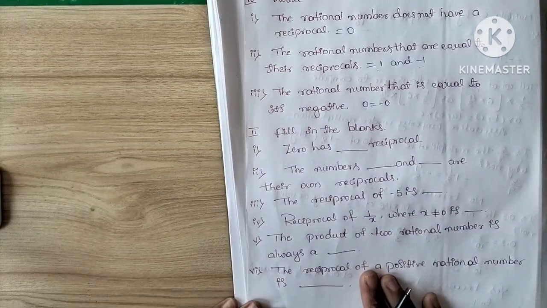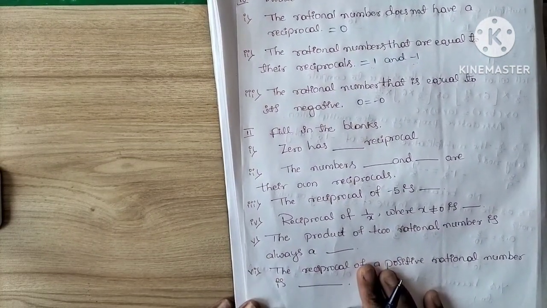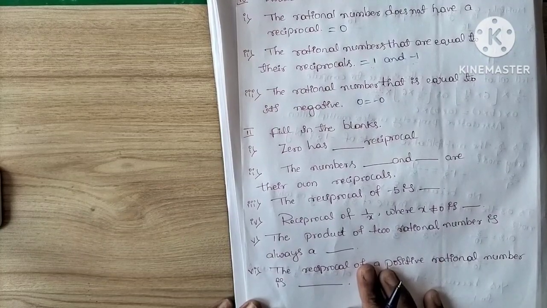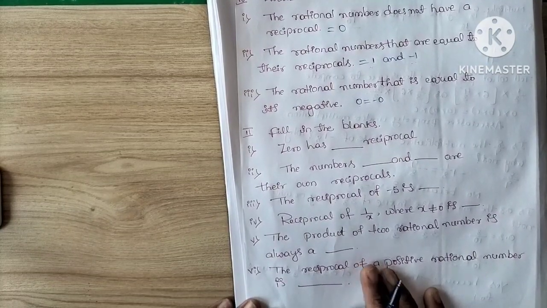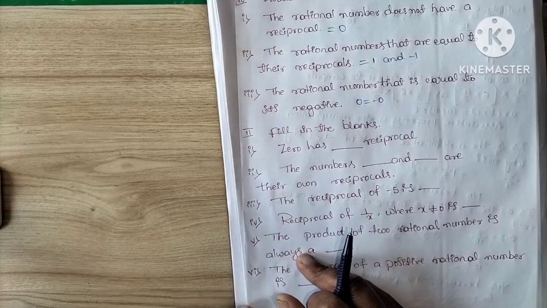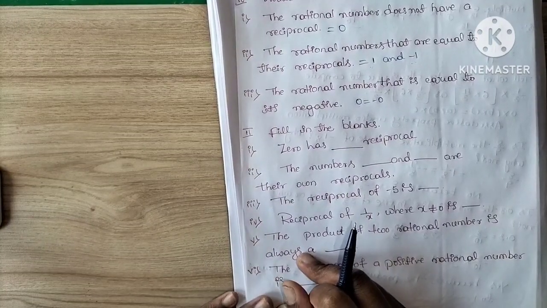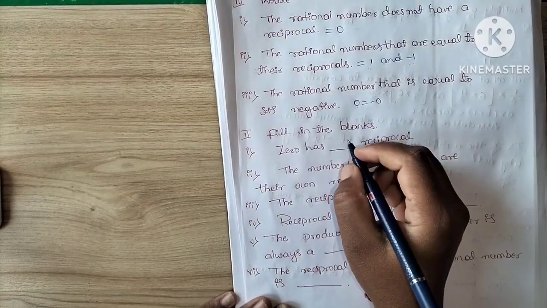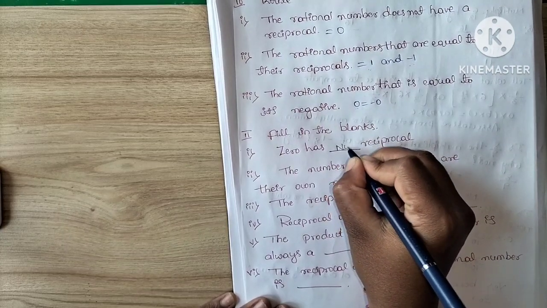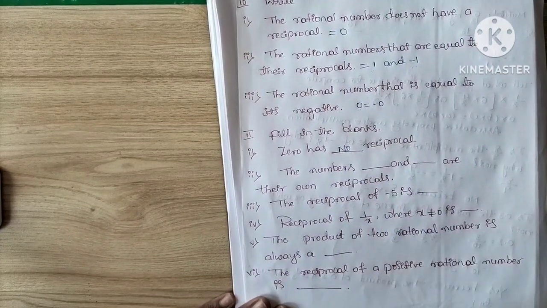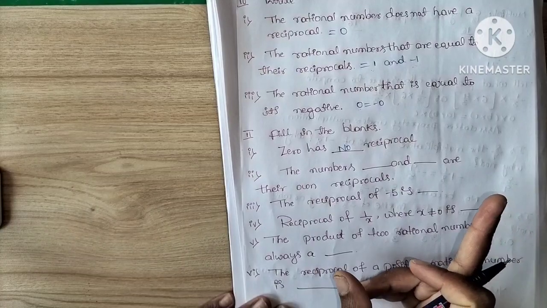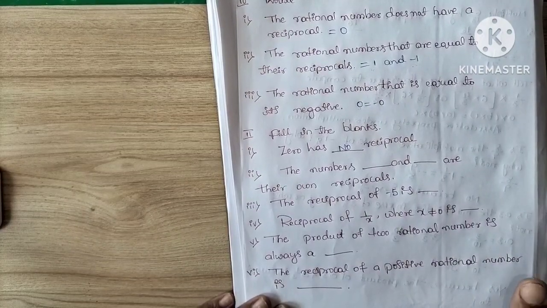Okay. Next, second main question. Fill in the blanks. They have given fill in the blanks, we have to fill them. 0 has dash reciprocal. 0 has no reciprocal, because 0 is a number, a rational number also, and it doesn't have any reciprocal.